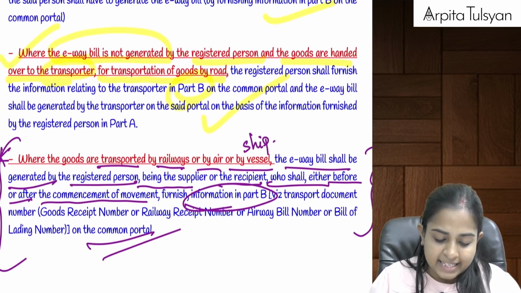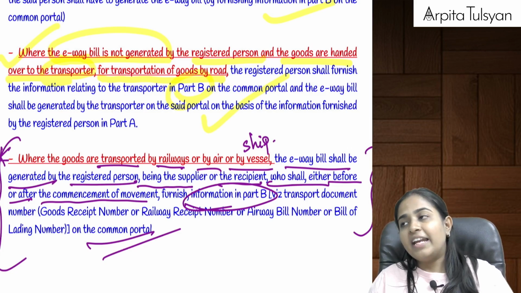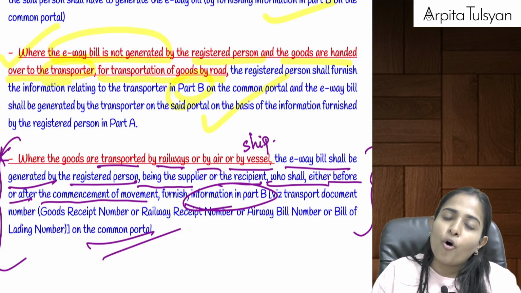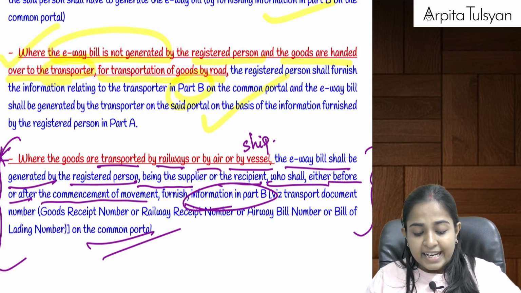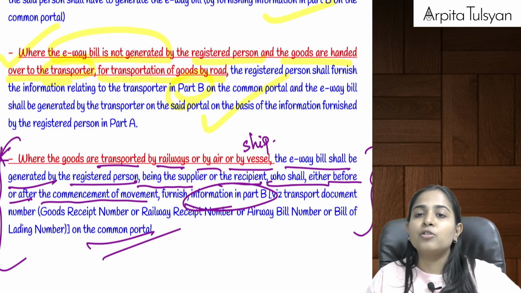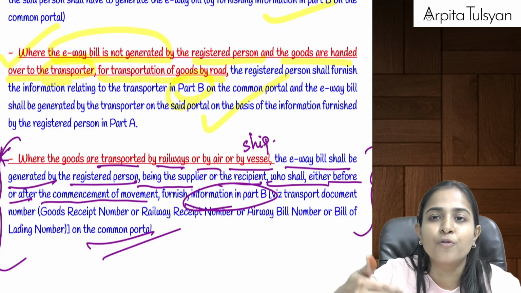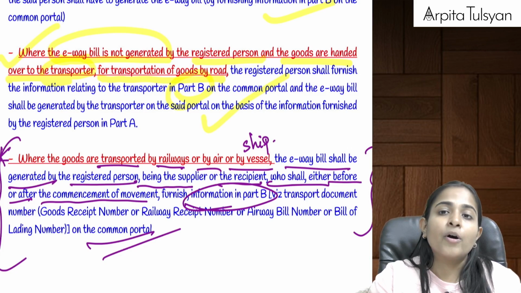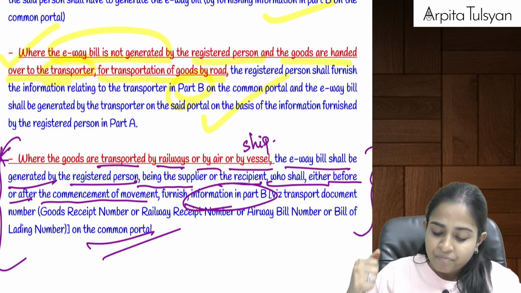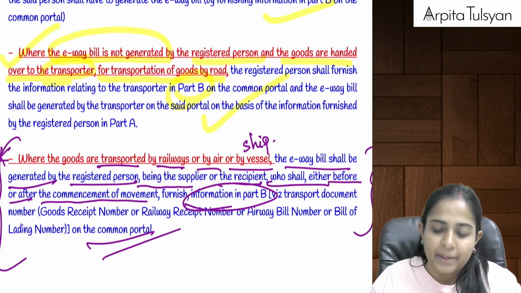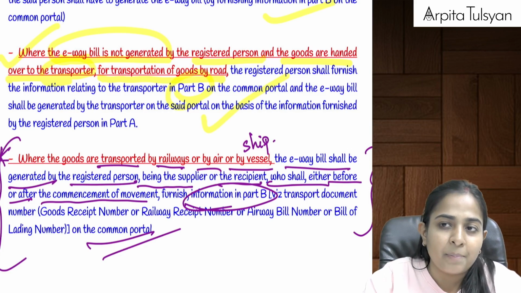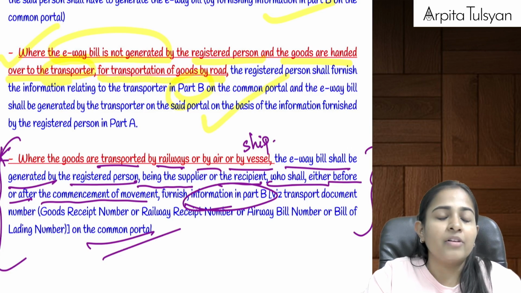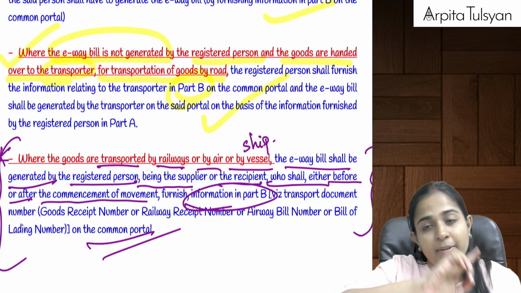Acha, now there is an exception here. Just try to understand. Whenever you are transporting goods by railway or by airways or by water, that is by way of ship, normally the e-way bill is to be generated before the movement of goods starts. Before the movement of goods starts, the e-way bill should be generated. But here there is an exception in case of railways, air and ship. In this case, the e-way bill can be generated later. It will not be generated by the transporter. Part B will not be filled by the transporter. It will be filled either by the consignor or the consignee.